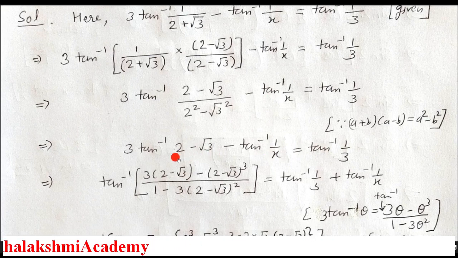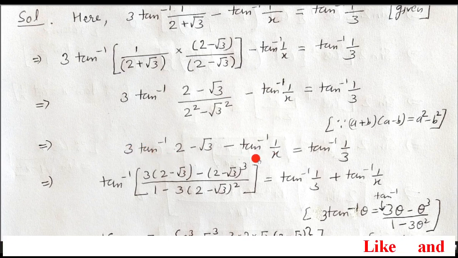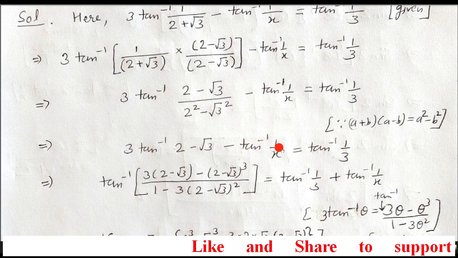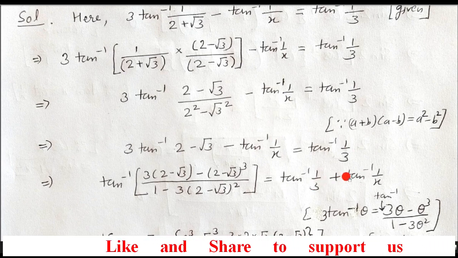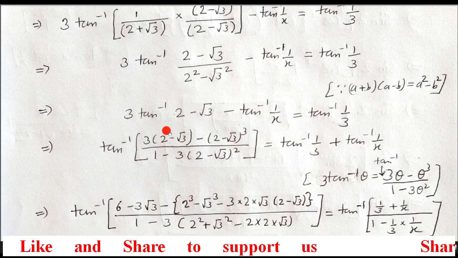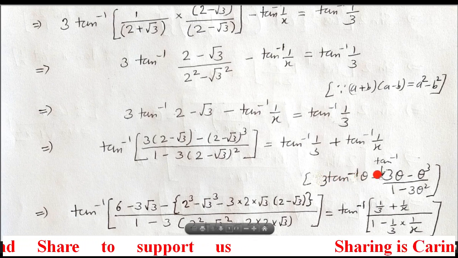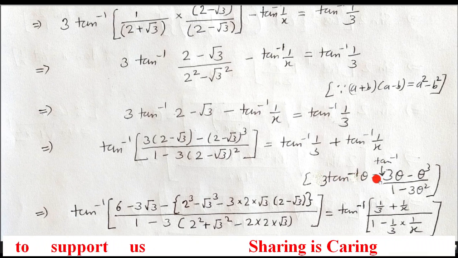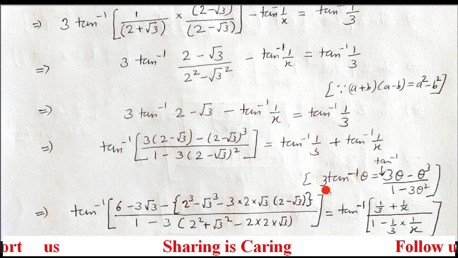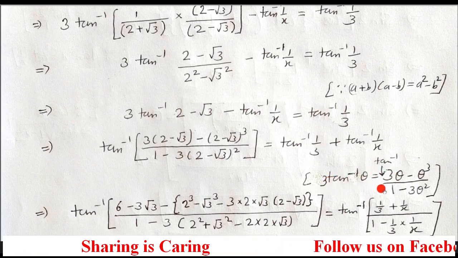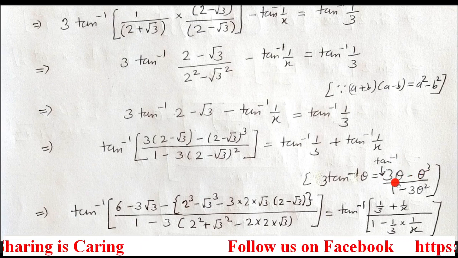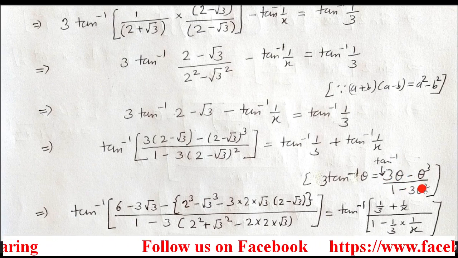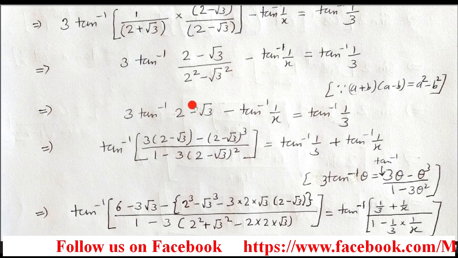But further, when we observe carefully, we can't use the formula here. That's why we will try to remove this 3, and since we can't use the formula, I shifted this minus tan inverse 1 upon x to the other side so that we can use the formula in the next step. Now you know the formula for 3 tan inverse theta: the answer is tan inverse of 3 theta minus theta cube upon 1 minus 3 theta square. So this complete expression is our theta.